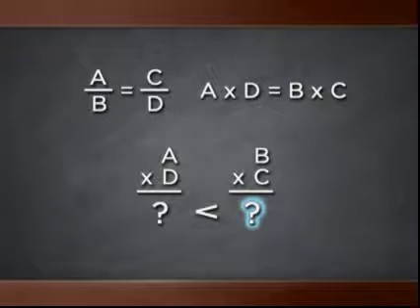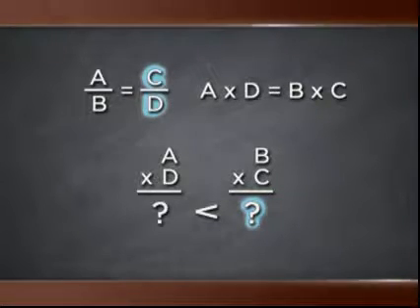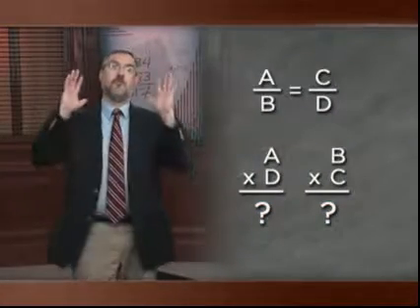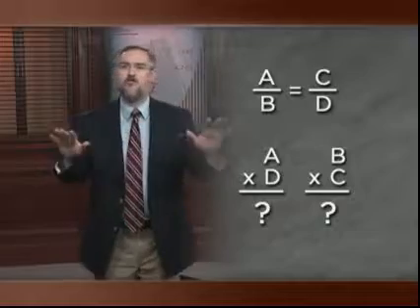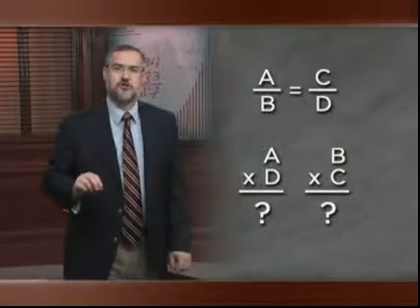times c, then the fraction a over b is the larger fraction. If, on the other hand, the amount b times c is the larger of the two cross products, then c over d is actually the larger of the two fractions. Now you might say to me, oh my word, I'm so confused. Well, don't be.